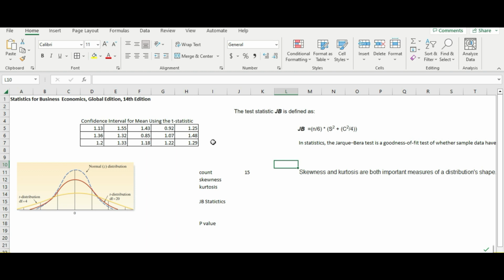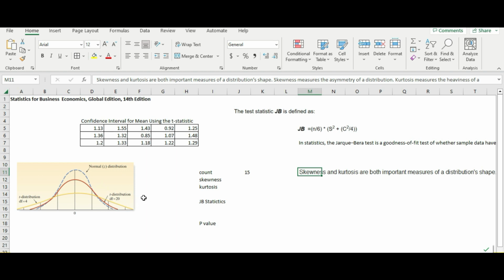And kurtosis is a measure of the number of outliers. Outliers are seen in here. So what's the level of outliers in here? And the skewness is the left and right. So this is just a sample distribution here, the normal z distribution and the t distribution.